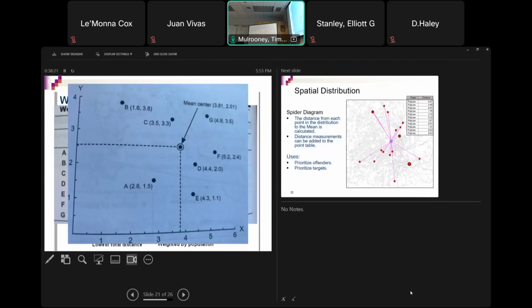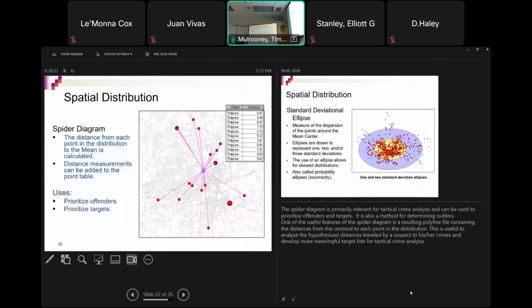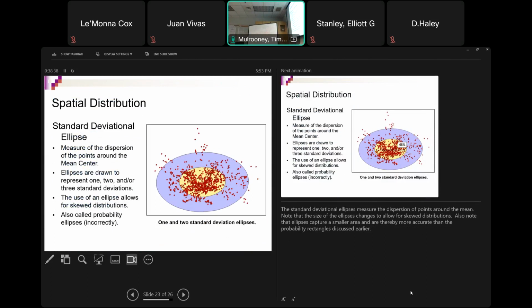So we've got the mean center right here. I'm circling back to the mean center. And then other things, we've got spatial distributions, we've got spider diagrams. There's other GIS software out there besides Esri. The other thing we have is called spatial distribution.